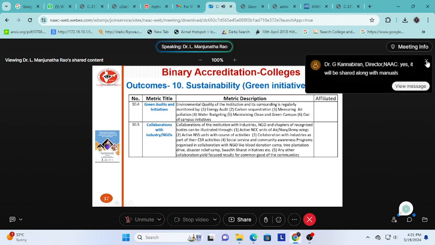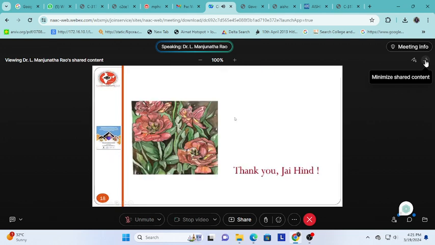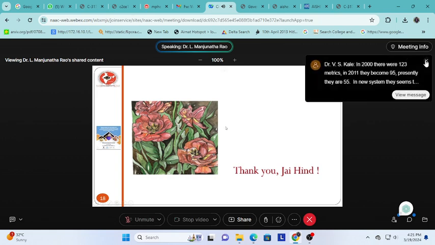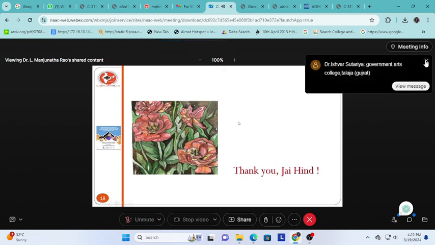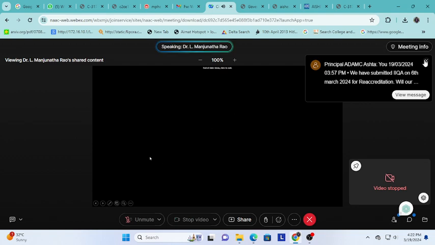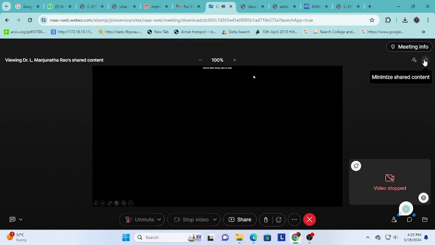So all these metrics are covered by Dr. Kaude sir. Wherever a cross symbol is marked, those metrics are applicable only for the autonomous colleges; all other metrics are for both affiliated and autonomous colleges. Thank you, sir. Thank you. Due to shortage of time, I could only quickly run through all the metrics. Thank you, sir. You can stop sharing. Yeah, I'll do that, sir.